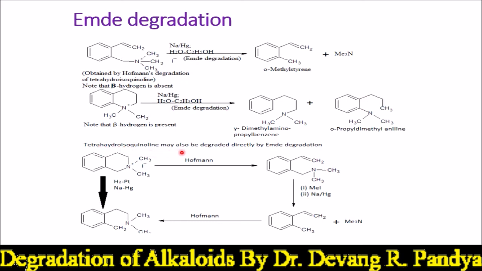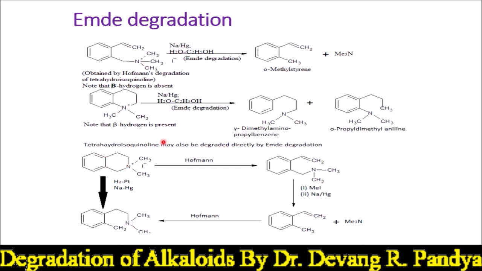So the tetrahydroisoquinoline may also be degraded by direct MD degradation. That means here we have half Hofmann degradation performed, where the ring opening reaction takes place, and then, in the absence of beta hydrogen, we cannot perform the Hofmann methylation process. So we have treated it with sodium amalgam. Reduction is carried out in aqueous ethanol, and we're going to get the ring opening reaction and substitution of the nitrogen atom from the heterocyclic ring structure.